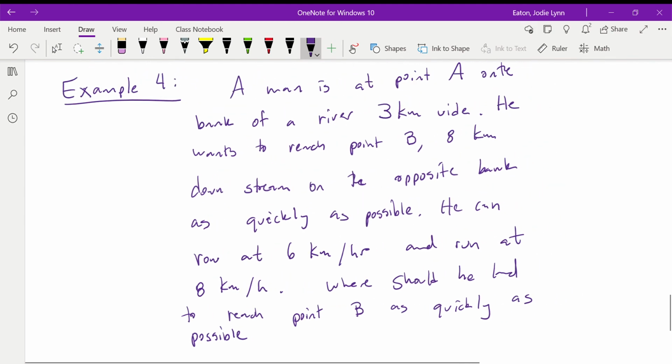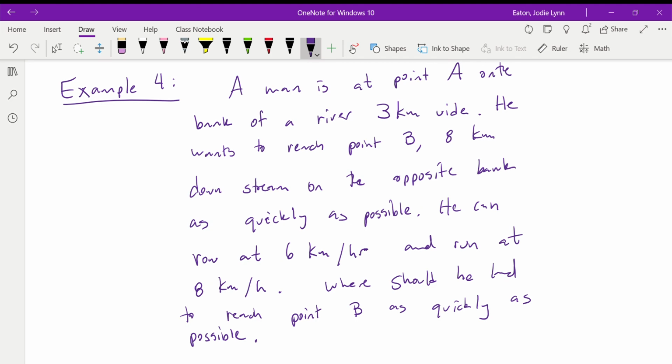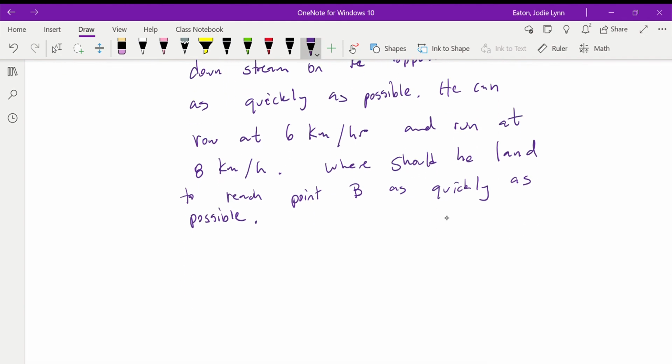The first thing about this question is where to start. We have a man at point A on the bank of a river 3 kilometers wide. He wants to reach point B 8 kilometers away, on the opposite bank, as quickly as possible. We're not going to take current into account, but some problems might. He can row at 6 km an hour and run at 8 km an hour. Where do we want to land the boat as he crosses the river to reach point B as quickly as possible? So let's start by drawing a river.